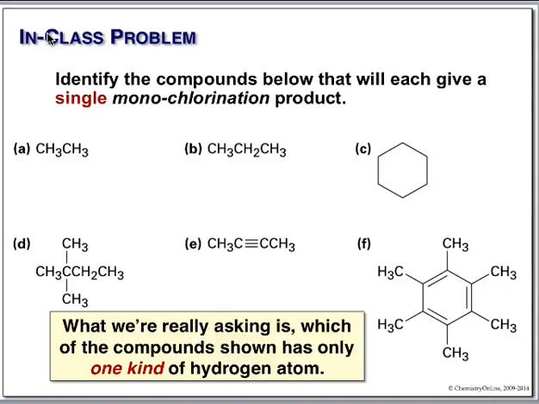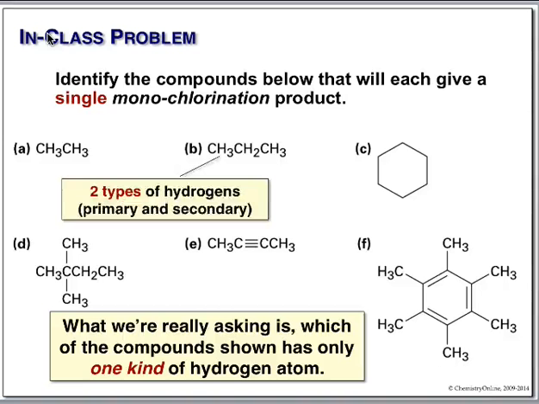How about this guy? These are primary on the end, correct? This one in the middle, however, is a secondary carbon. Therefore, we would expect to get chlorination in the middle and chlorination on one of the ends. At least two products.